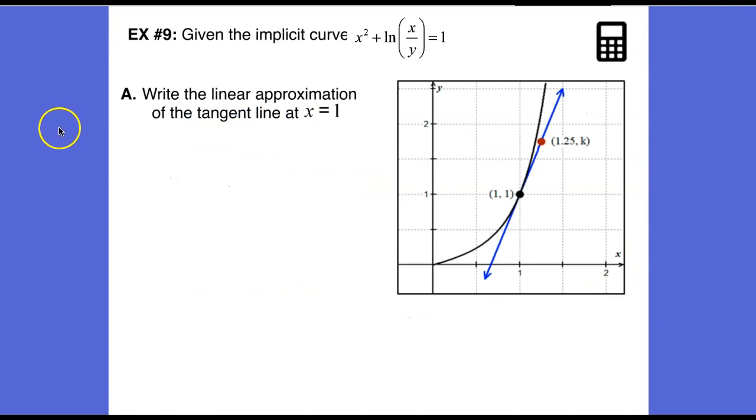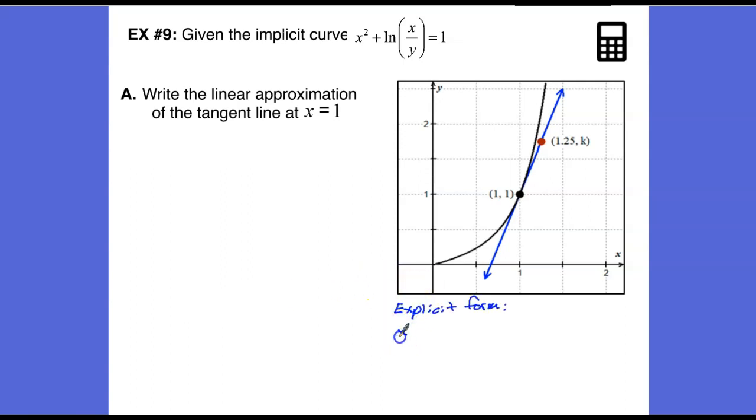In example 9, we're told, given the implicit curve x squared plus natural log of x divided by y equals 1, write the linear approximation of the tangent line at x equals 1. Now we're given the graph here of this function, but if you wanted to do this on your graphing calculator and you didn't have a graph to work with, you would have to put this in explicit form. I'll take a minute and talk about that.